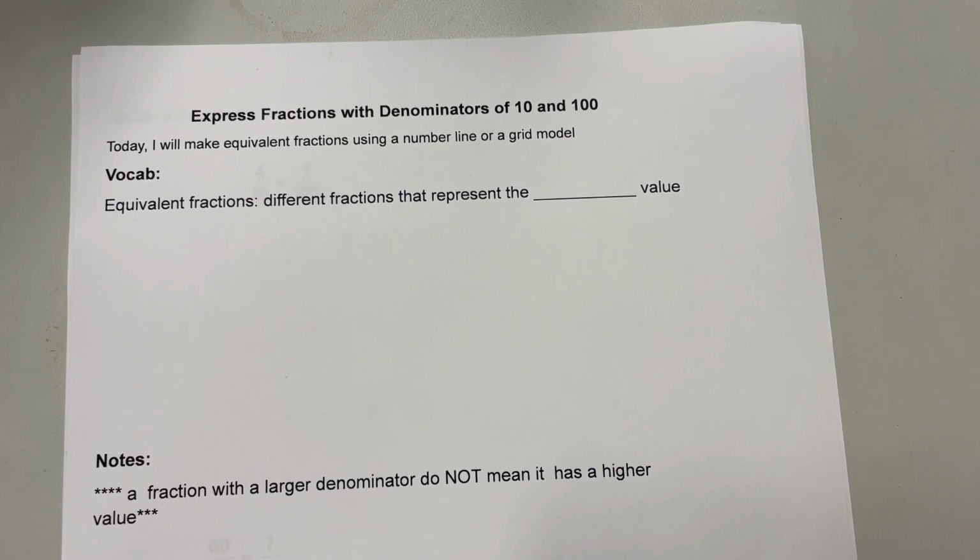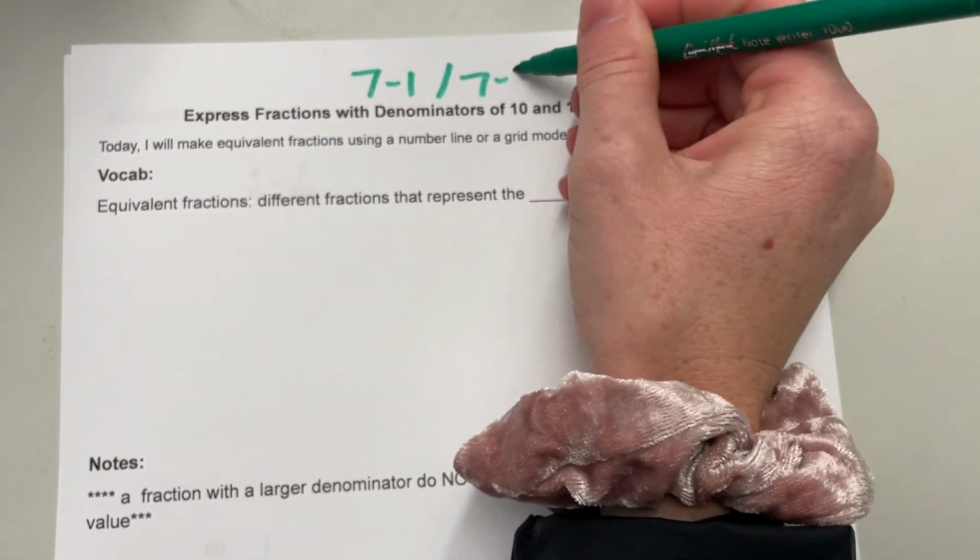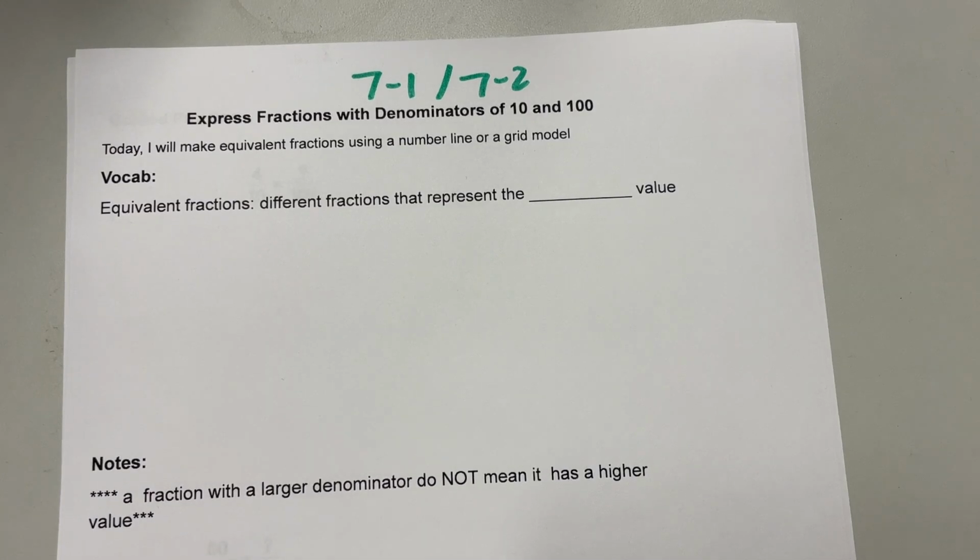Hi class, today we're gonna do our first lesson in Swun, Unit 7. So this is Unit 7, Lesson 1 and 2. I did not put that in, so I'll just put that on the top so you guys know that this is found in 7.1 and 7.2. Our learning goal is today I will make equivalent fractions using a number line or a grid model.